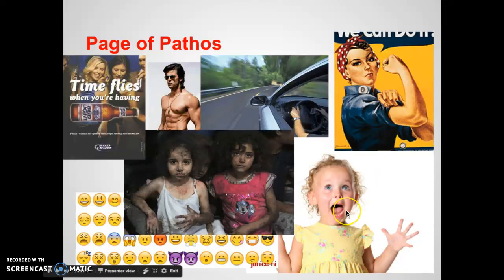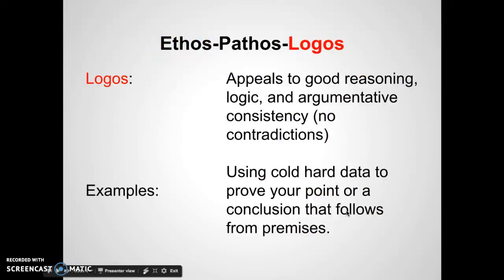And she's clearly excited about something. All right. If pathos is the heart, logos is the head, the cold, calculating, good reasoning, using good logic, and argumentative consistency. And when I say argumentative consistency, I mean that you're not contradicting yourself in any kind of way. And we'll talk a lot in this unit about what argumentative consistency means. But for now, just think of it as using cold, hard data to prove your point, or just having a conclusion that naturally follows from your premises.